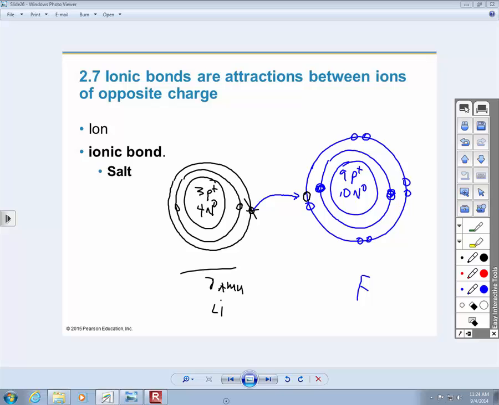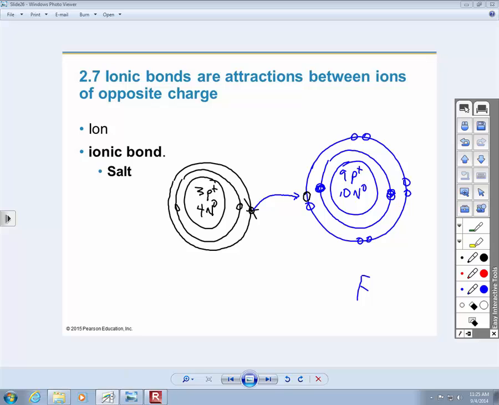And if you look at that, what you also need to consider is we've kind of messed with the charges on this thing because it's not the same anymore. Lithium has 3 positive protons, and now it only has 2 negative electrons. I took one of them off.